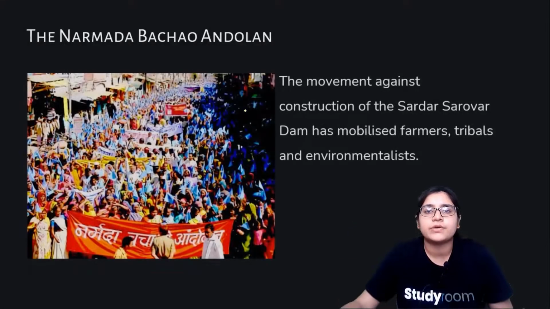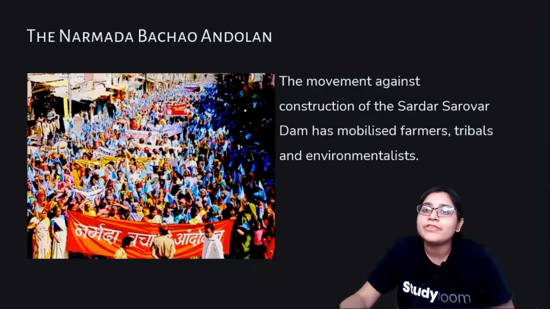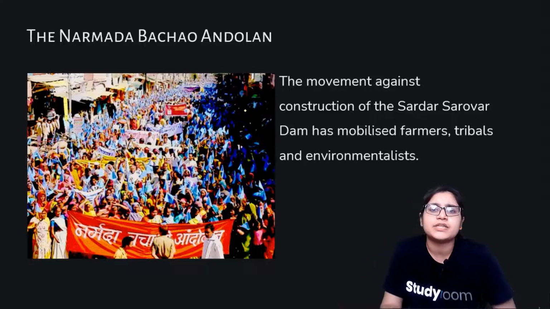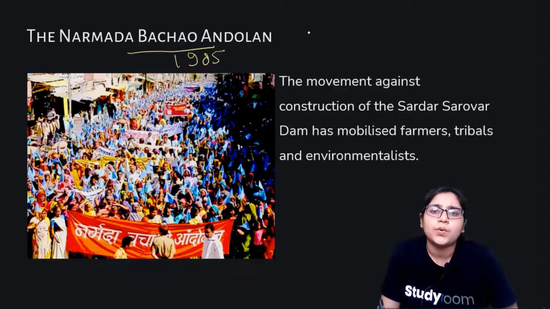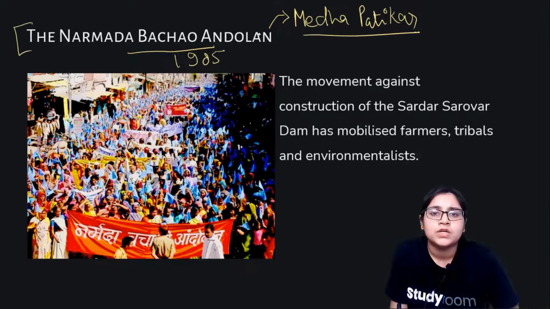The Narmada Bachao Andolan. Because of certain criticism, the local people, the tribal people, and the environmentalists came forward and created a movement which became revolutionary in its own right, and it's one of its kind and really very famous. That is the Narmada Bachao Andolan in the year 1985. And who was the leader here? A lady called Medha Patkar, and she was very famous throughout this Andolan, until now also. She is the one leading this movement.